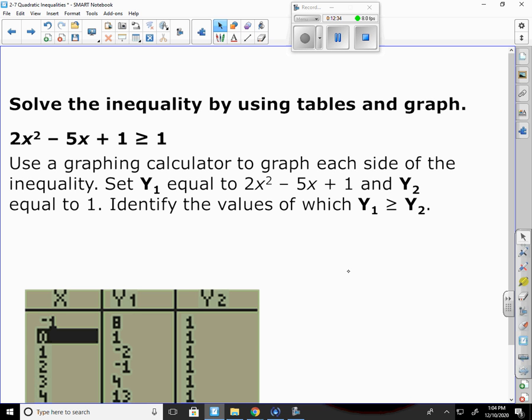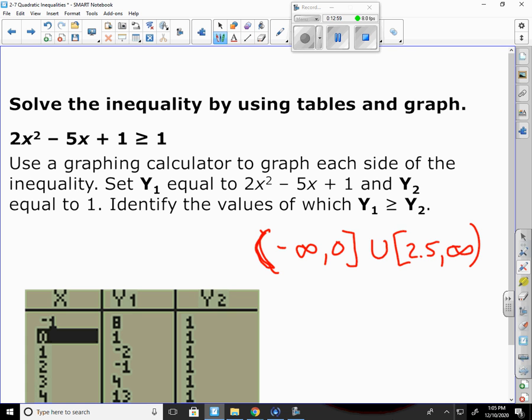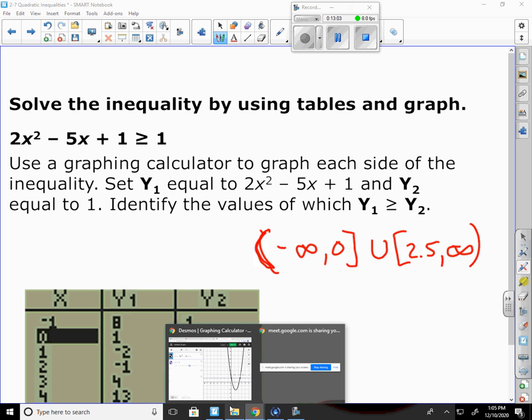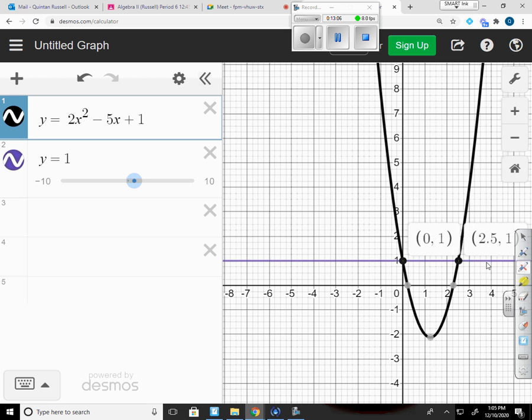It's going to be -infinity to 0. That's a bracket on this side. And anytime you have infinity or negative infinity, it's always a parenthesis. And then union 2.5 to infinity. So every number to the right of this, the black is above the purple. Every number to the left of this point 0, the black is above the purple. The only place it's not is in the middle. And that's the part that we left out of our set.